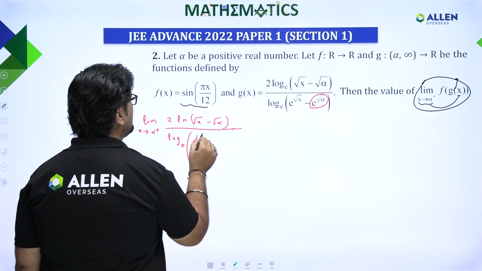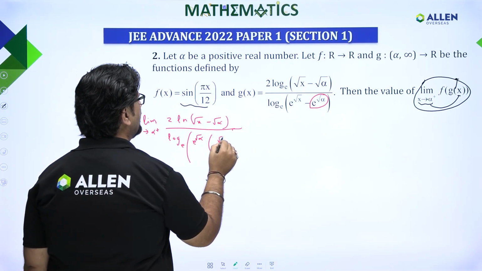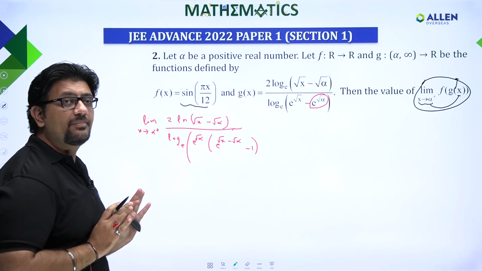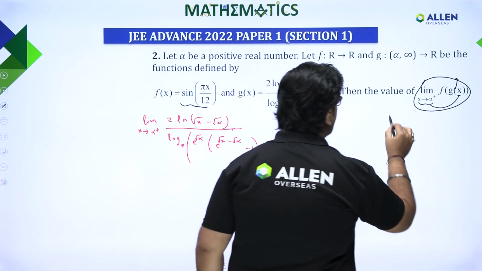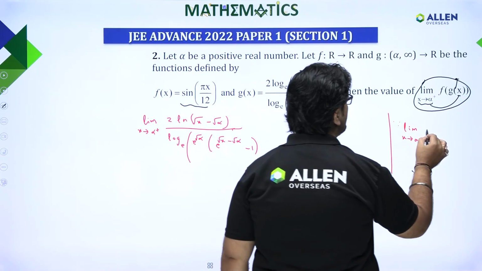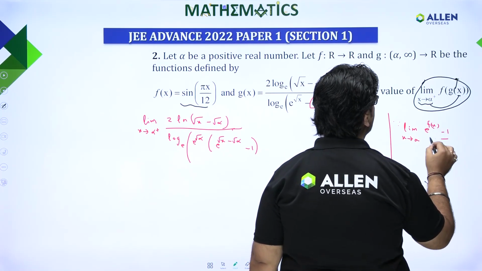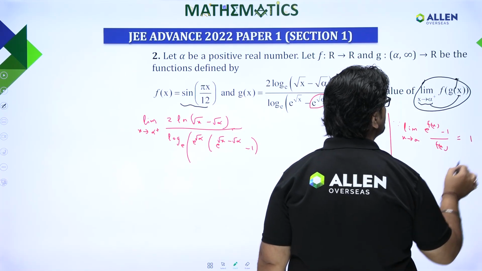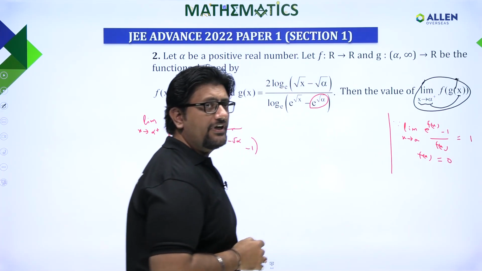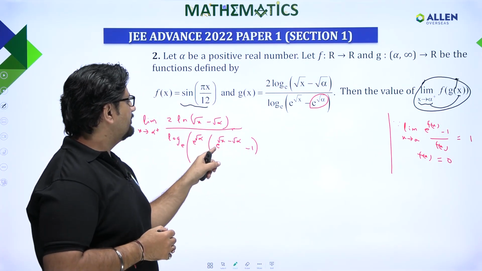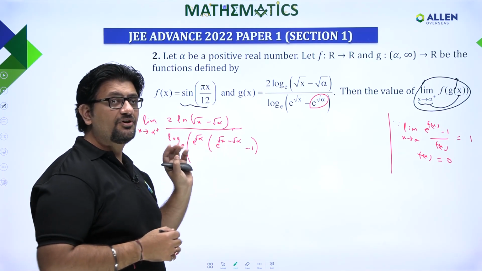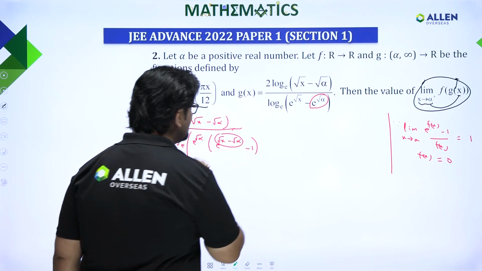So I will be getting e power root alpha and e power root x minus root alpha minus 1, and in the division I do not have anything else. Now listen to me very carefully. We know that the limit as x tends towards a of e power f of x minus 1 upon f of x will be 1 if f of a tends towards 0. I will be using this because if I put x tending towards alpha here, I will get e power 0, so 1 minus 1 becomes 0. So this is behaving like the f of x type.